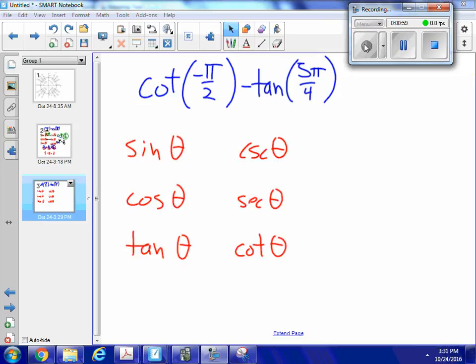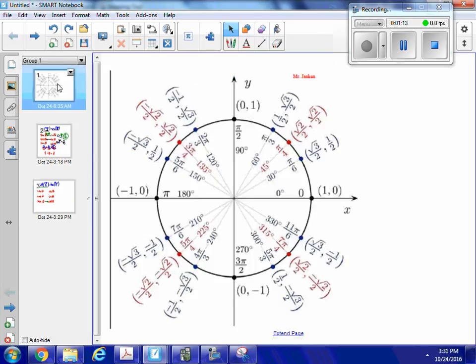So here's my six-pack, and looking at the very first one right here, I can see if I can find out what the tangent is, it's going to give me the cotangent. So I need the tangent of negative pi over 2. Well, let's go over to our unit circle. And remember that positive angles open that way, and negative angles open that way.